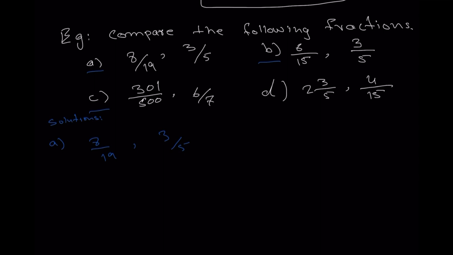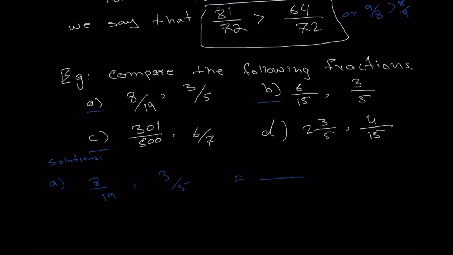19 is a prime number. So let's do 5 times 19 will be 95, will be the common denominator. So 95 is our common denominator. We will create equivalent fractions to 8 over 19 and 3 over 5. 95 divided by 19, 5 times 8 is 40. This is equivalent to 8 over 19.